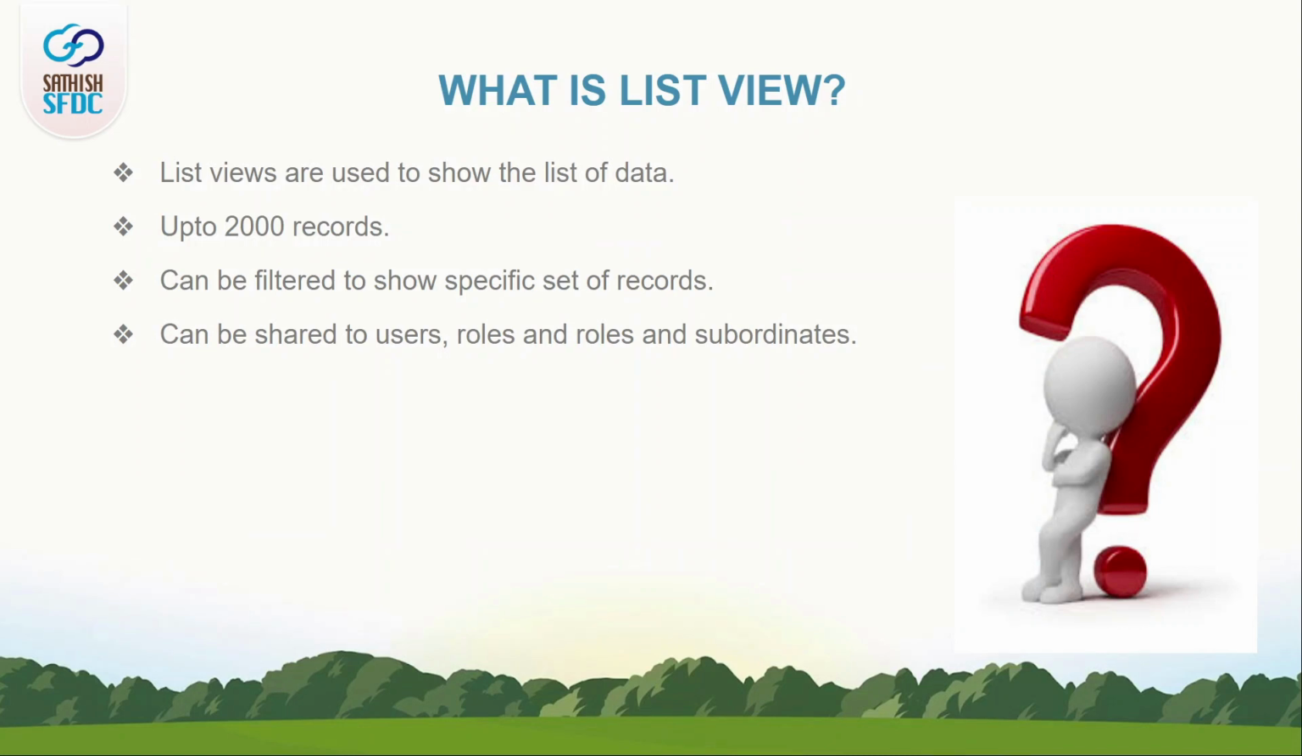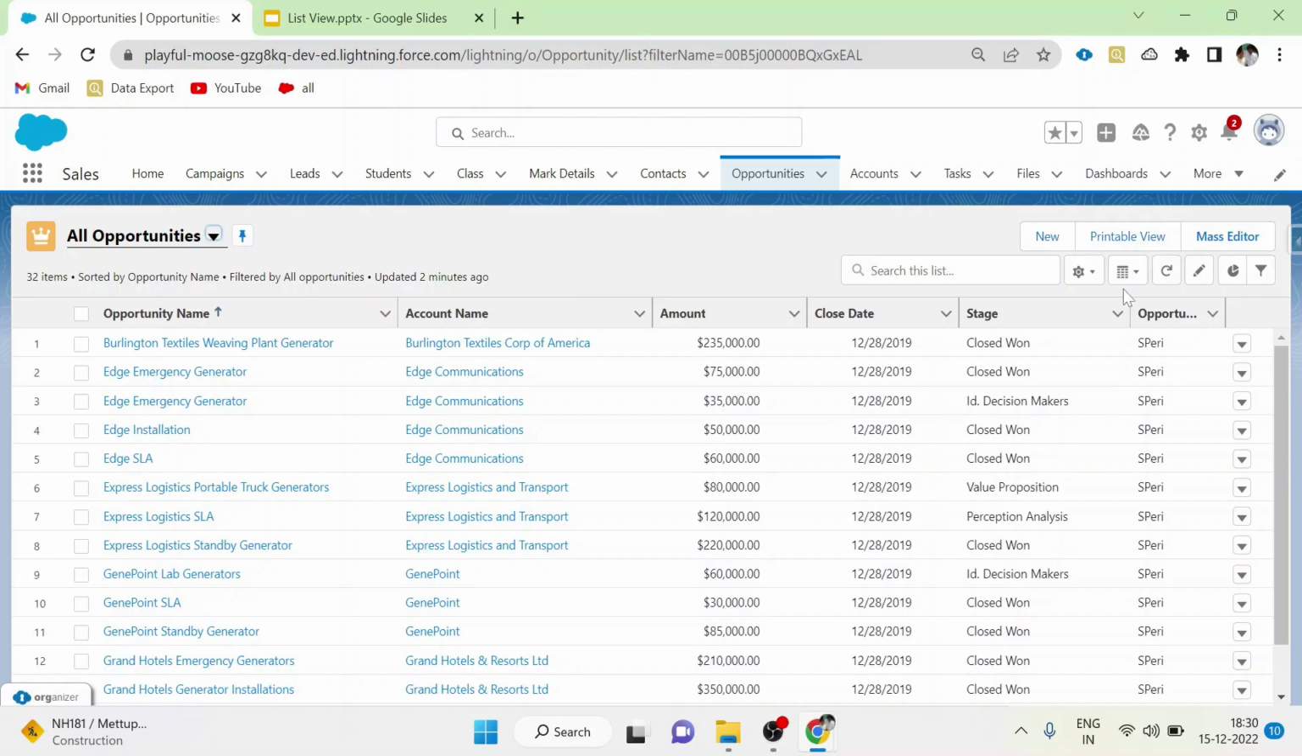It has three types: table view, Kanban view, split view. We will see this one by one in demo. I take an opportunity object, click here, display as table. Table view is just like rows and columns in the spreadsheet. The rows have record values and columns have field names. Inline editing is available in table view only.